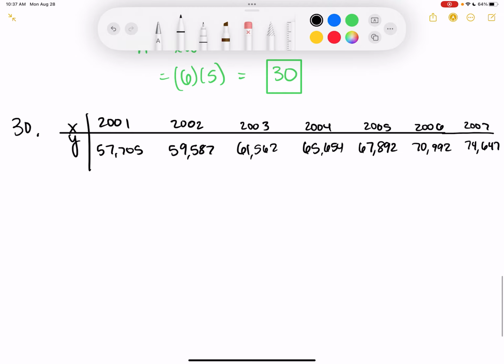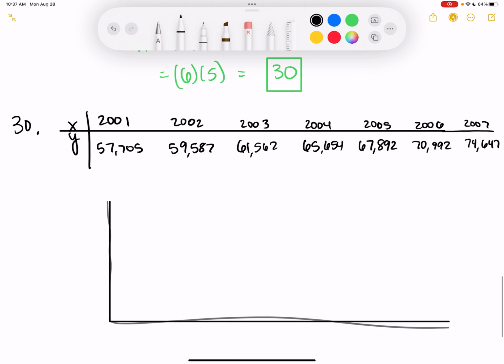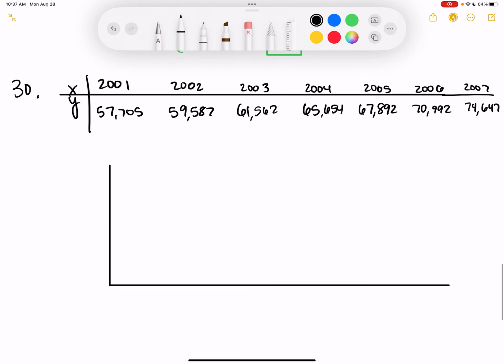So initially, I'm going to set up a plot here. And we need to put labels on it. My left side for Y, it was specified that this is the number of motor vehicles. Then down here, my X value is going to be my years.